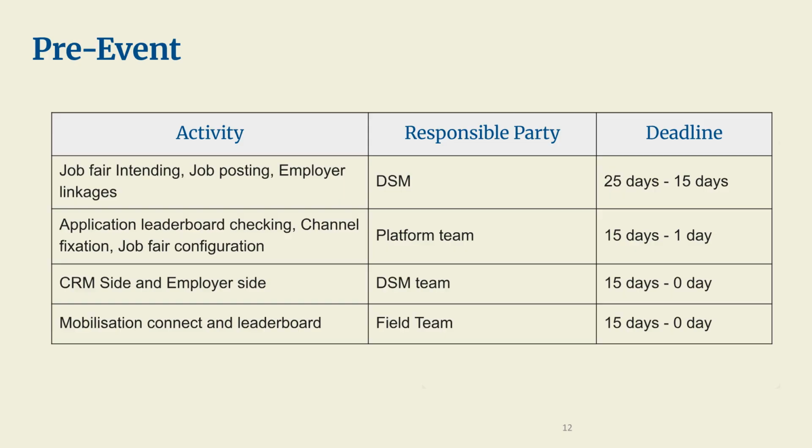The pre-event activities and deadlines are managed by several teams. Job fair intending and job posting are managed by DSM, 25 to 15 days before the event. Application checks and configuration are handled by the platform team and DSM team, with deadlines close to the event date.